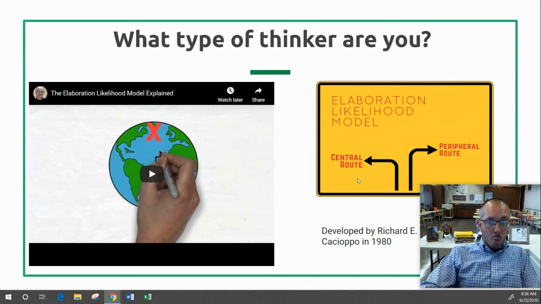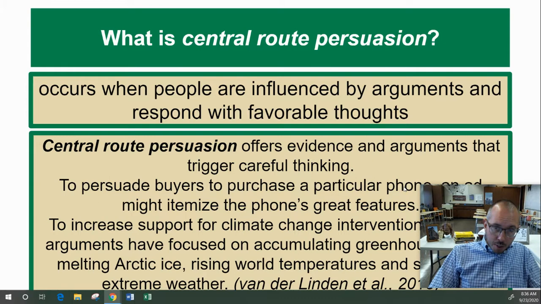The central route to persuasion says this: I'm going to try to change your attitude about something by giving you very carefully constructed arguments about facts and data and features. So if I'm going to try to tell you to stop using iPhones and to use an Android, I'm going to show you how much better the camera is, how much more memory it has, how much faster it is, how many more features it has. Those are all facts and data. That's my central route to persuade you.